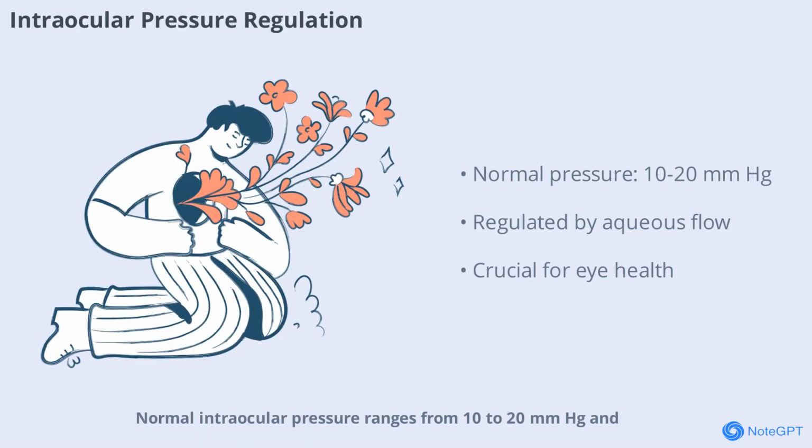Normal intraocular pressure ranges from 10 to 20 mmHg and is essential for maintaining the shape and optical properties of the eye. It is regulated by the balance between aqueous humor production and drainage. Increased pressure can damage the optic nerve, leading to glaucoma, while low pressure can compromise the eye's structure. Accurate measurement is vital for early detection and management of ocular diseases.